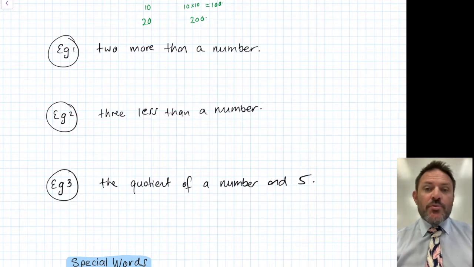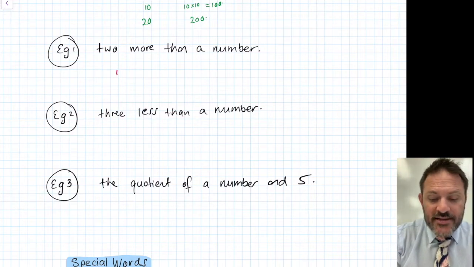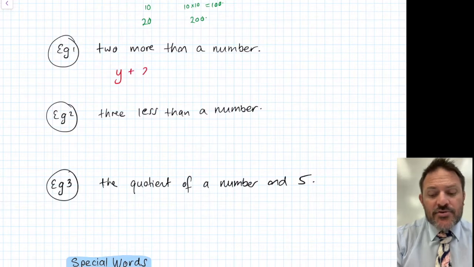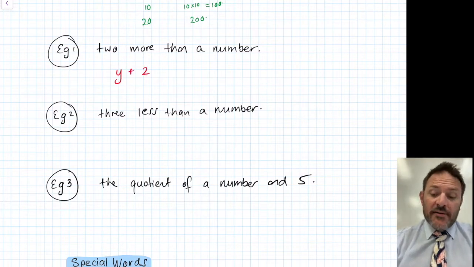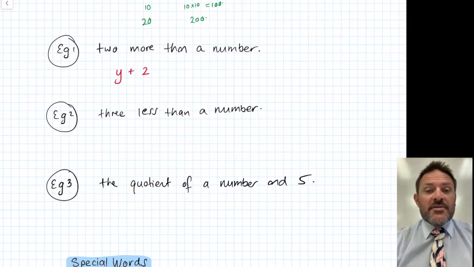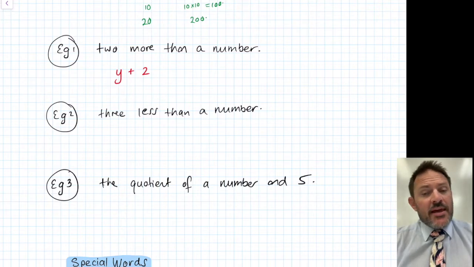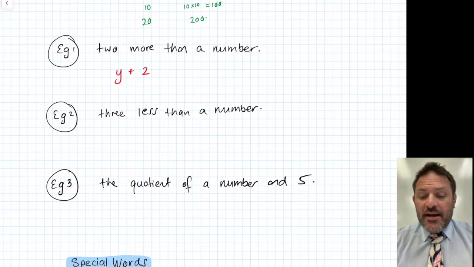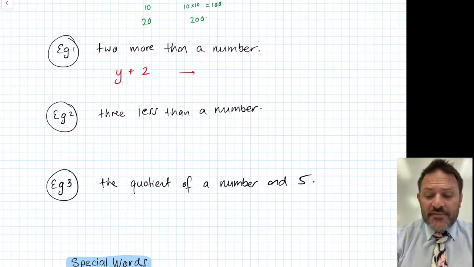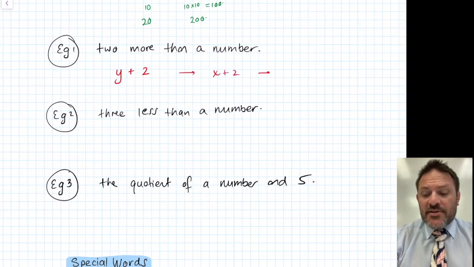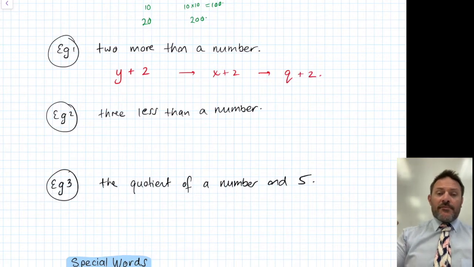Okay, what did you get for 2 more than a number? Well, I'm going to say y add 2. So for example, if the number was 10, it'd be 12, because it'd be 10 plus 2. If it was 20, it'd be 20 plus 2. Either way, we're simply adding 2 to whatever that letter or that number might be. Now, it said a number, so I let y be any number. You could have said x plus 2. You could have said q plus 2, whatever floats your boat.